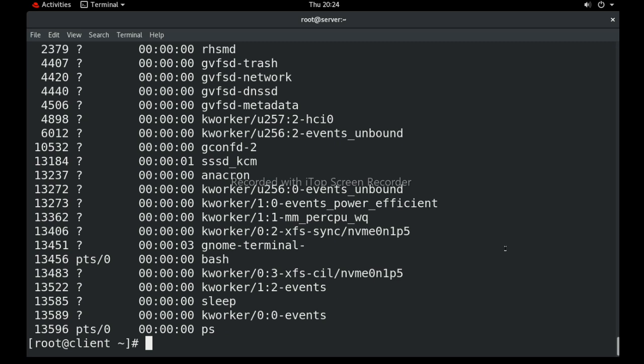To list all the processes running on a particular terminal, we can use the command ps -t followed by the terminal ID.